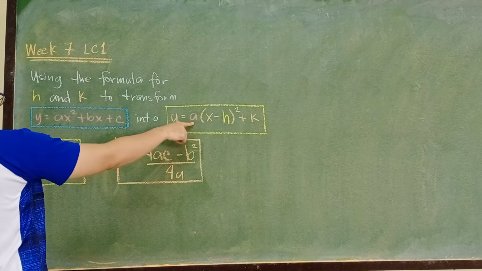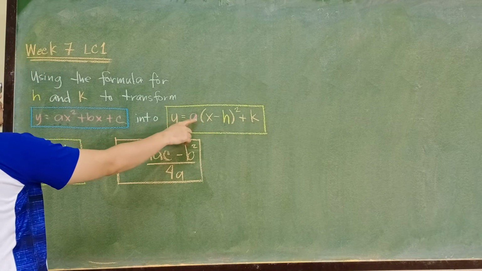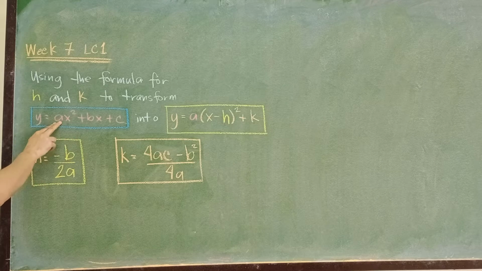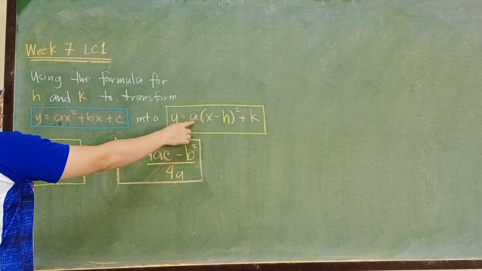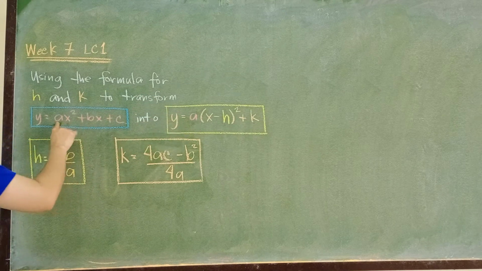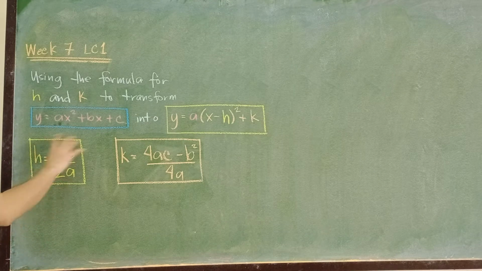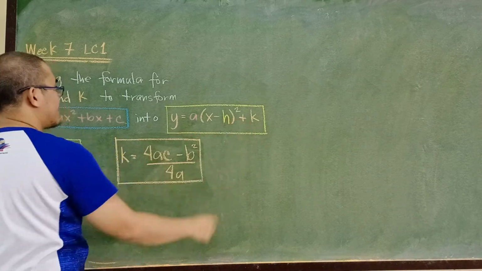Yung a is, hindi mo na kailangan i-solve kasi yung value ng a niya is makikita mo na dito sa given o dito sa standard form. Kung ano yung value ng a na yan, yun yung value ng a na ilalagay mo dito. So hindi mo kinukompute yan, kinukopya mo lang dito. So basically, ang kinukompute lang natin yung h at saka yung k.